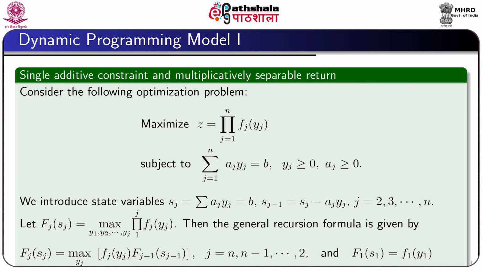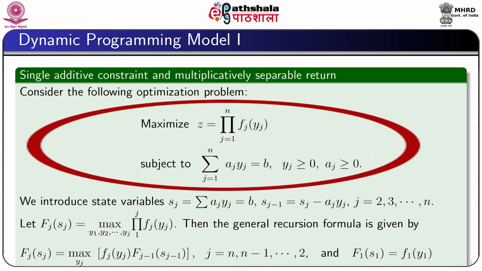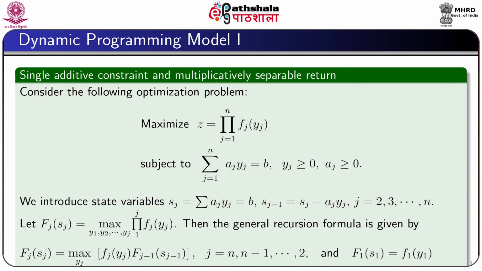We now proceed to discuss dynamic programming model 1, which considers single additive constraint and multiplicatively separable return. Consider the problem: maximize z equal to product j equal to 1 to n fj(yj), subject to summation j equal to 1 to n aj yj equal to b, where yj is greater than or equal to 0 and aj is greater than or equal to 0.